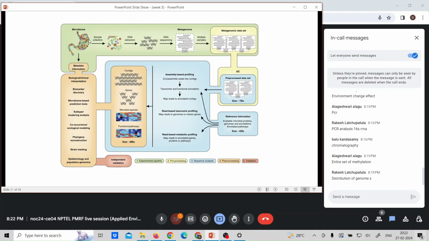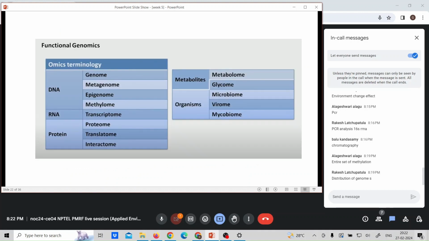Basically, you collect your sample, do the DNA extraction, do the sequencing, and get the metagenome data. Based on the genes present, you can find what proteins could probably be expressed. Our sole purpose as environmental engineers would be to know what species are present there. So this is what metagenomics is about.